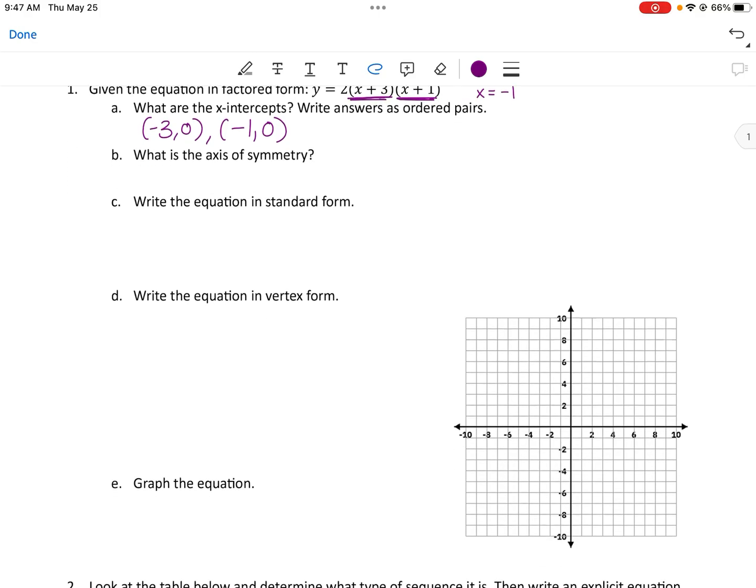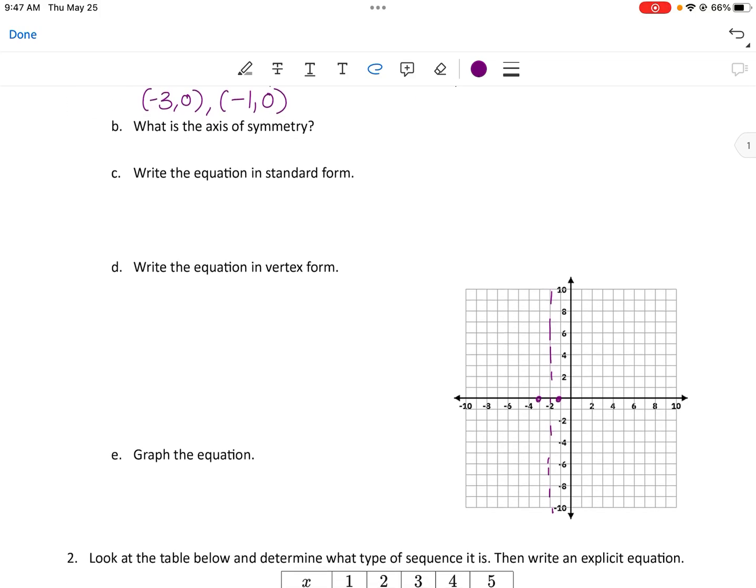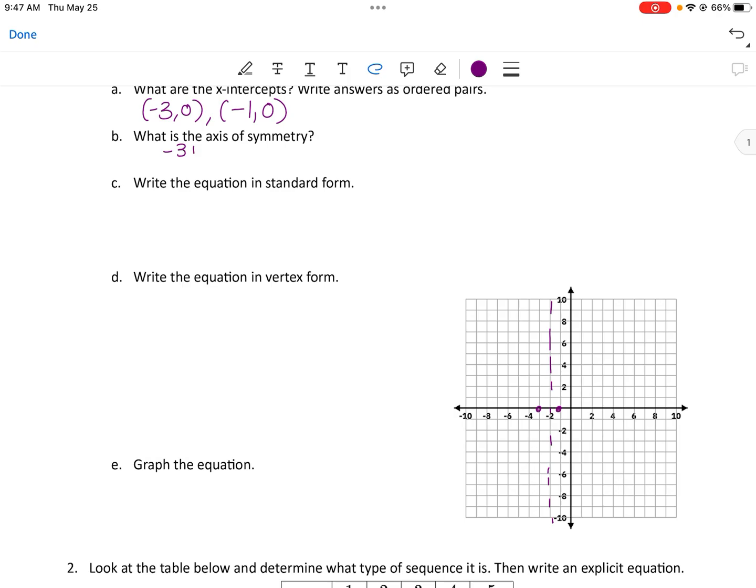The axis of symmetry, if you think about plotting these 2 points on your graph, which we're going to graph in a minute anyway, has to be right in the middle of those two. So think about the average of -3 and -1, which is -4 over 2, so it's -2. So your axis of symmetry is x equals -2.